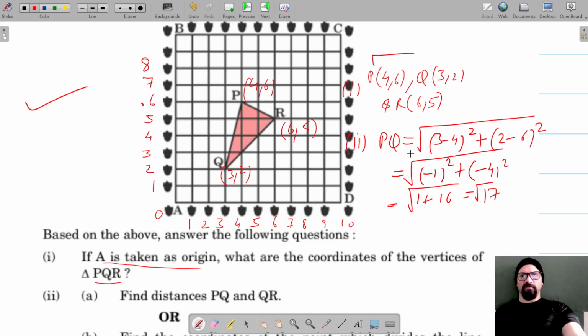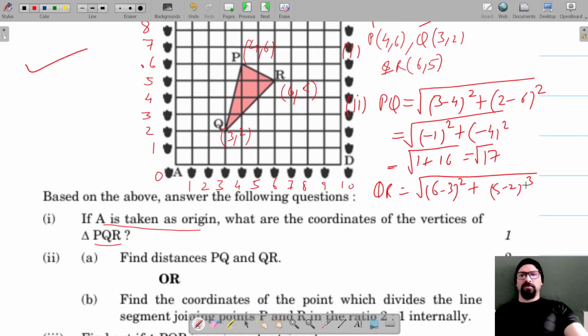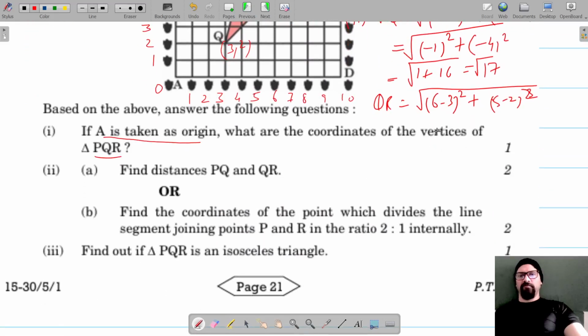And we have to find QR. So let's find QR using the distance formula. These are the coordinates of Q and R. So this is under root of (6 minus 3) the whole square plus (5 minus 2) the whole square, which gives me 6 minus 3 is 3, the whole square is 9, 3 square is 9, so this is under root 18.